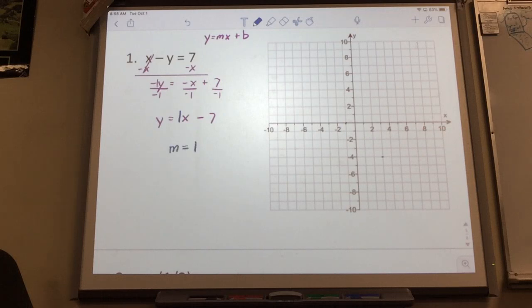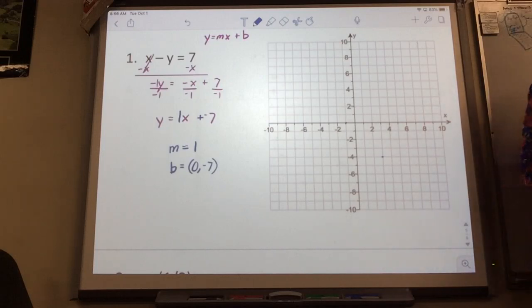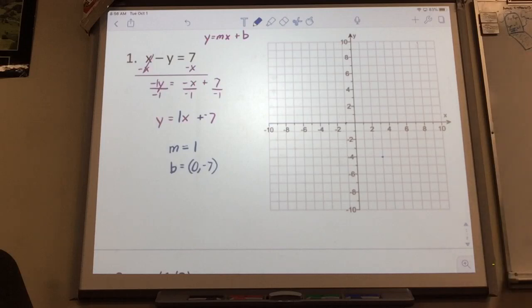And what is our b? Remember, it's whatever's being added, so that means that this is negative 7. That is included. If you want to do chunka there and see that that's a negative 7, you can. So b is a point, right? So I'm not going to just write down negative 7. I'm going to write down 0, negative 7. Okay? We have to write it down that way, or else we'll put it in the wrong spot. Okay, so b is what we start at. So we're going to start at 0, negative 7, and then we're going to use our m to get somewhere else. So 0, negative 7. We're going to put our first dot there.